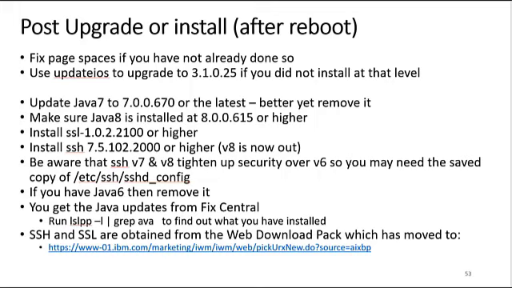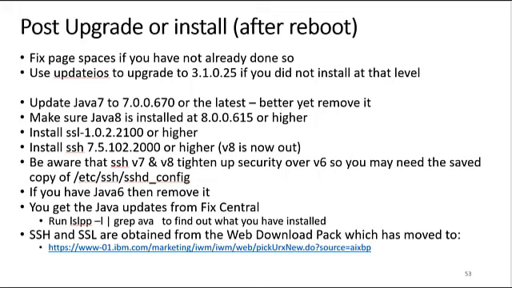If you didn't upgrade to the latest VIO server, then you're going to do the upgrade. In this case, it's 3.1.1.25. And then if you're keeping Java 7, then you want to upgrade it to the latest Java. And as of September, that was 7.0.670. You want to make sure you update your Java 8. And you want to update your SSL and SSH. I've actually more recently been installing version 8 of SSH.